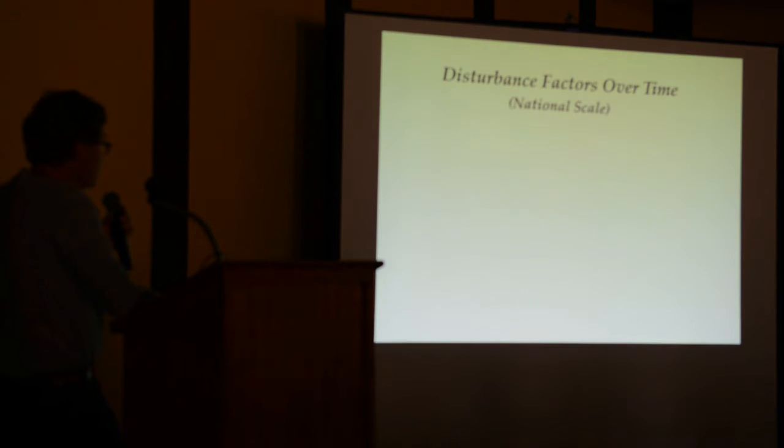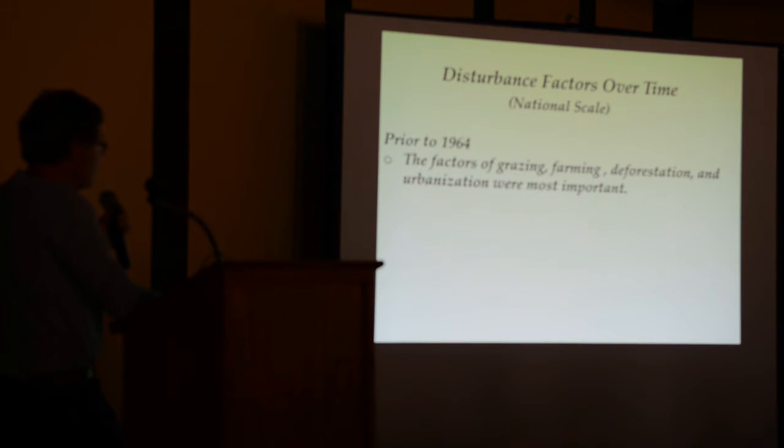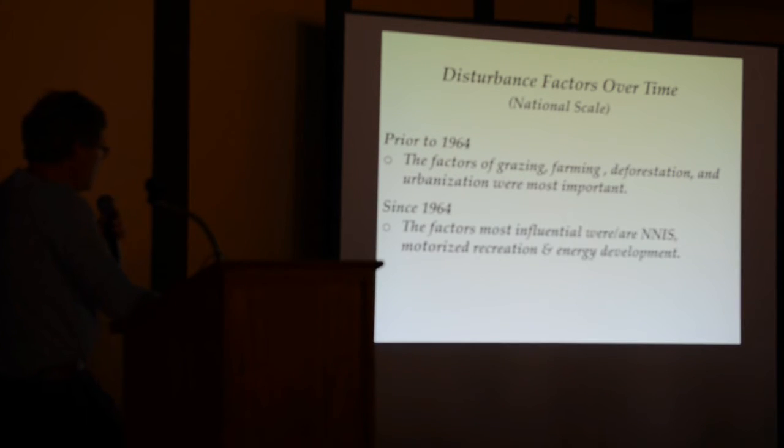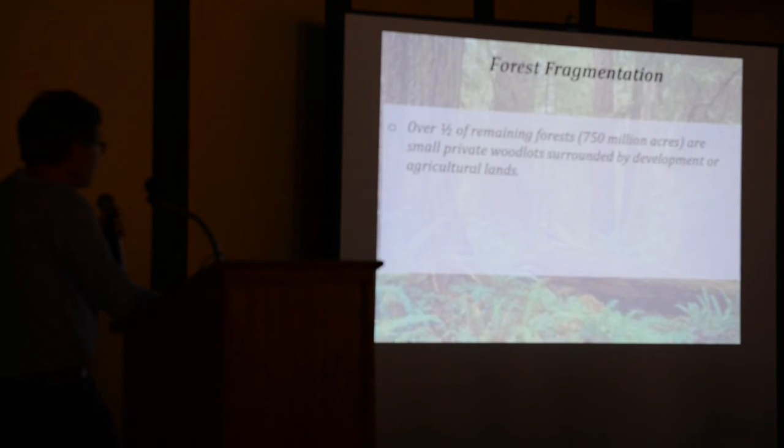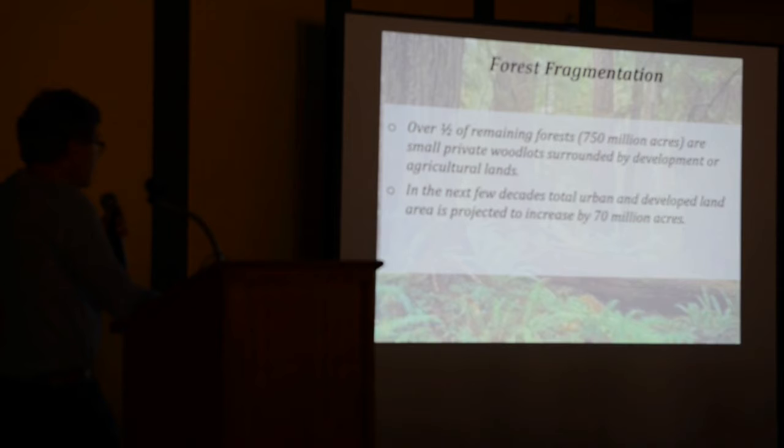Today, looking at disturbance factors, those factors that were most influential in affecting wildlands prior to '64, which was the year of the Wilderness Act, were grazing, farming, deforestation, urbanization. Since 1964, the factors most influential were invasive species, unmanaged motorized recreation, energy, and mining too. Forest fragmentation, over half our remaining forests are small private woodlots surrounded by development or ag lands. In the next few decades, it's estimated that an additional 70 million acres will be developed.